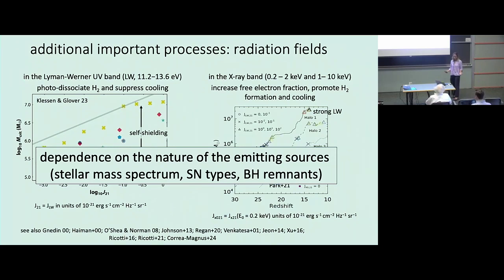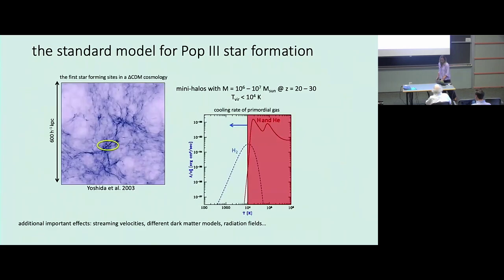So what is the stellar mass spectrum? What kind of supernovae are exploding? What kind of black hole remnants are left over from this very first stellar generation? So clearly, this requires making a step backward and trying to constrain the nature of these first stellar populations. So again, this topic has really boosted in the past 20 years, starting from very pioneering simulations done around the early 2000s.